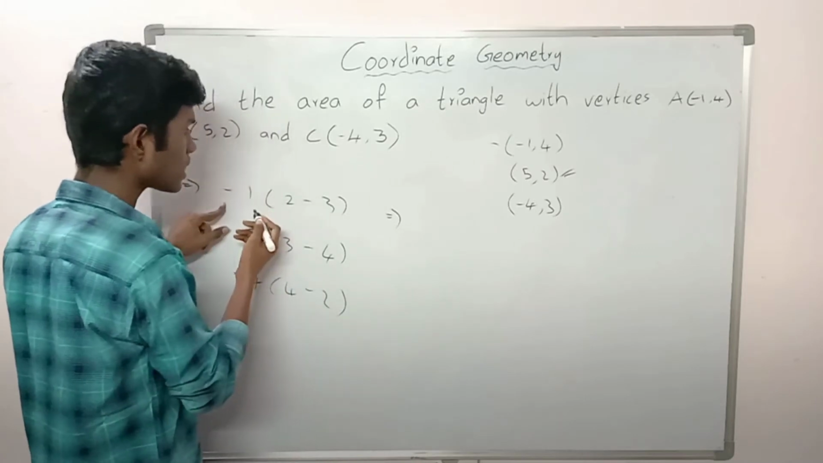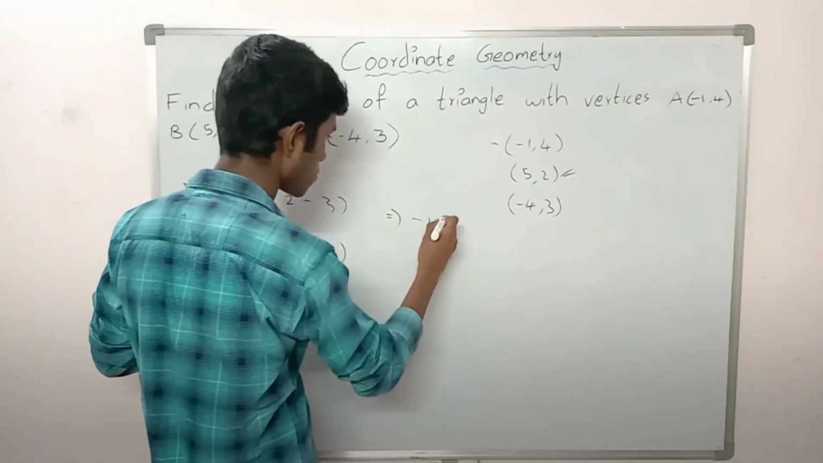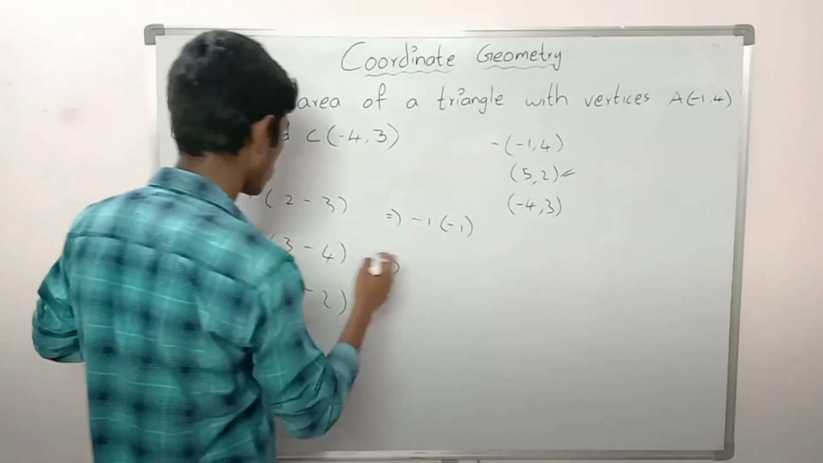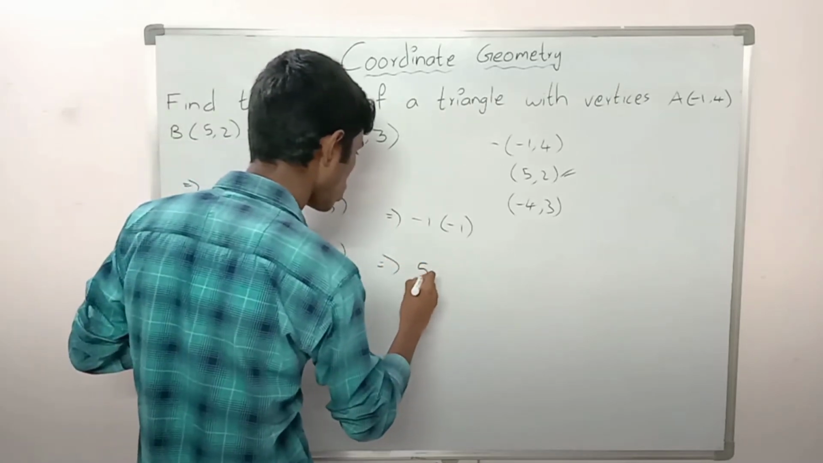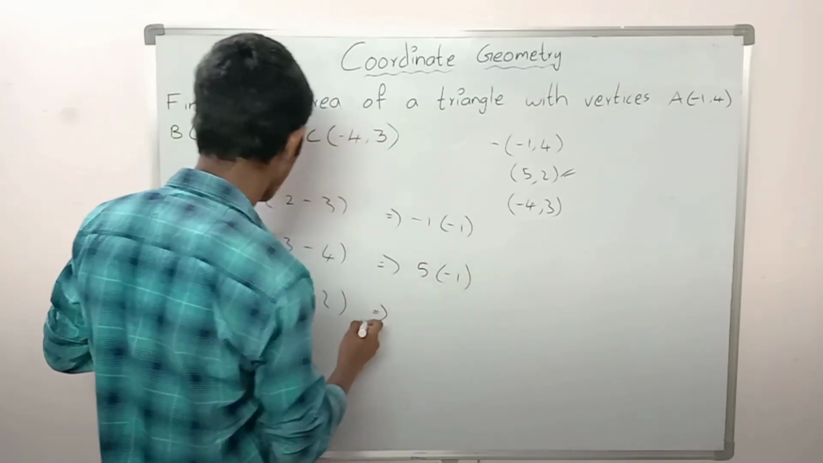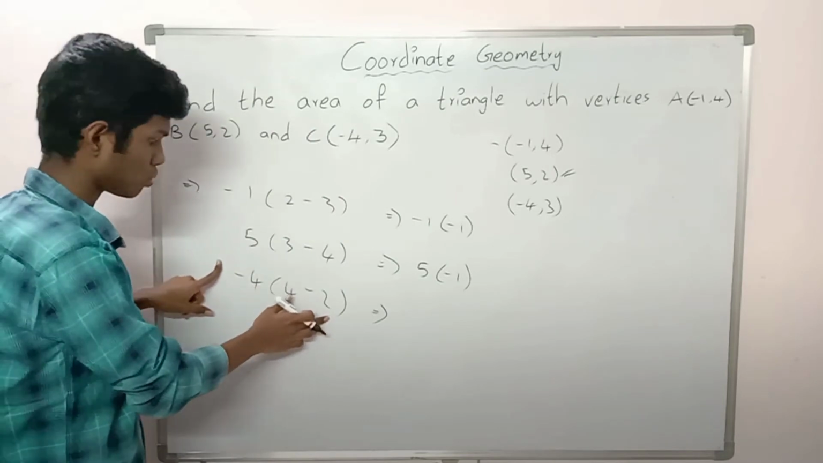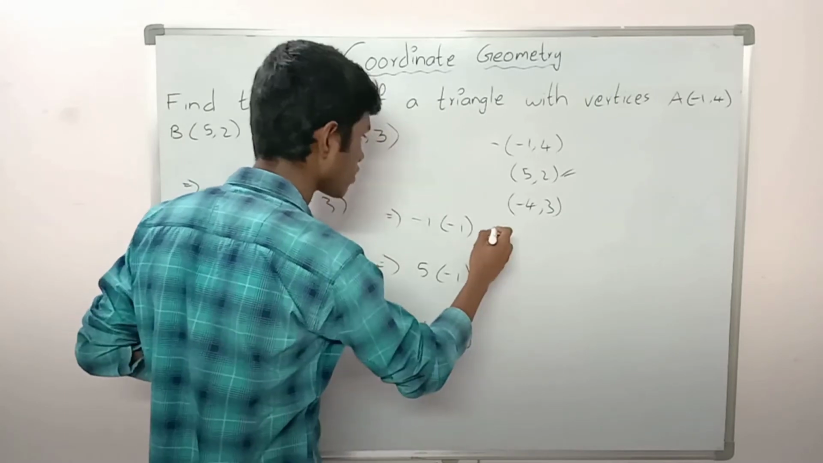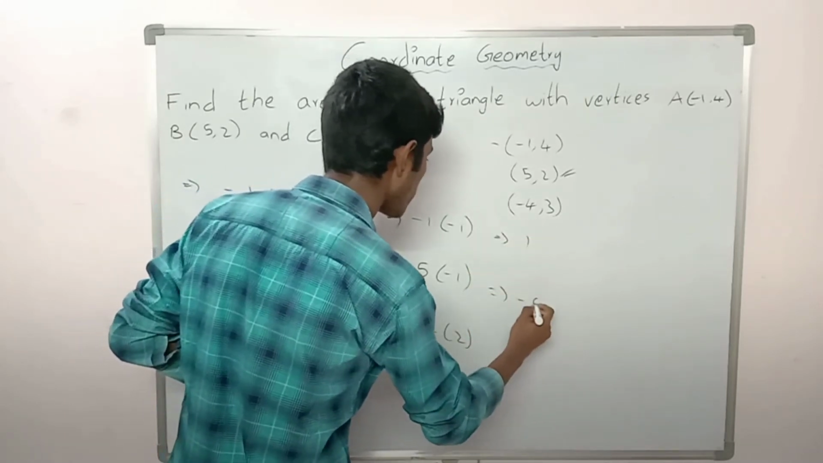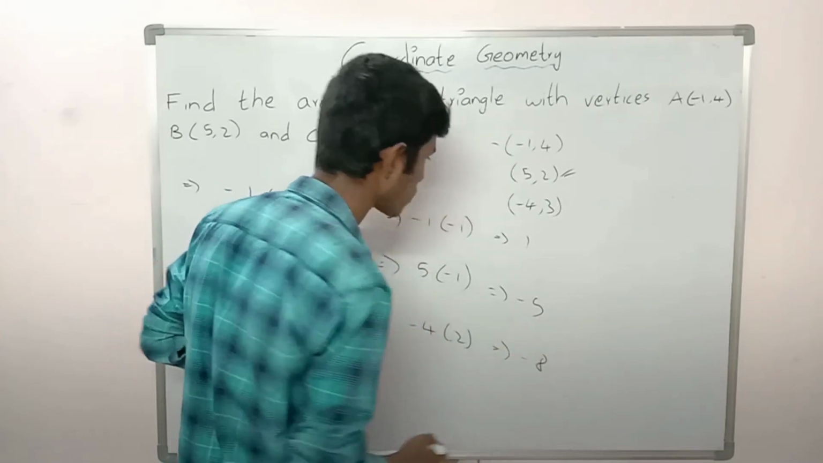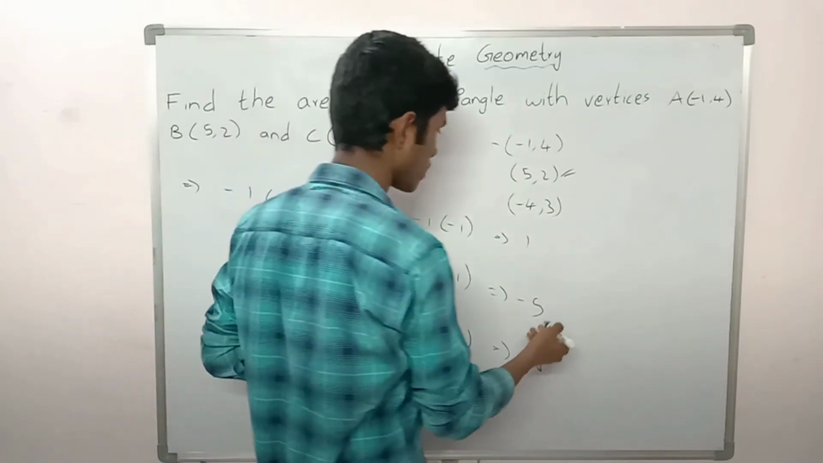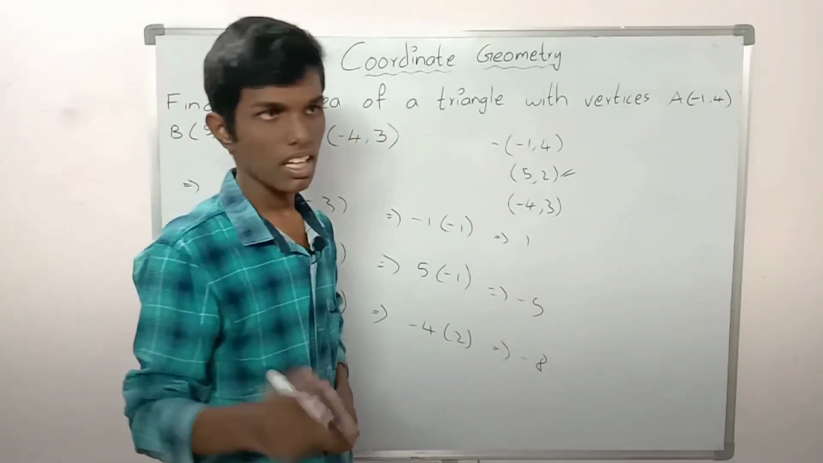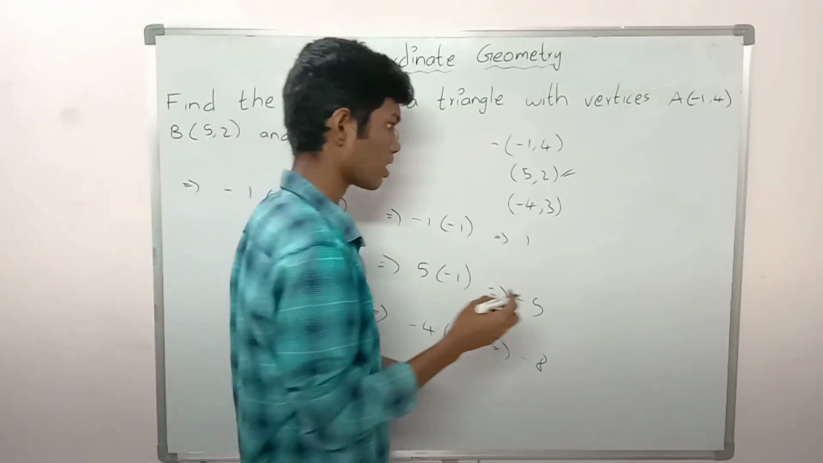Calculate them. Minus 1 into 2 minus 3 is minus 1 into minus 1. 5 of 3 minus 4, 3 minus 4 minus 1. So 5 into minus 1. And then 4 minus 2 is 2 and 2 into minus 4. 1 minus 5 and minus 8. Sum it. 1 minus 5 and minus 8. Minus 8 minus 5 is minus 13 and minus 13, 1 and minus 12.